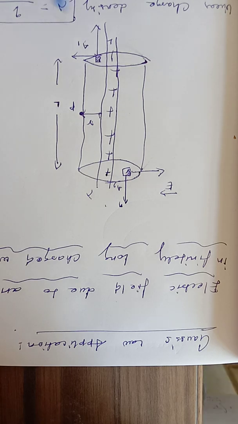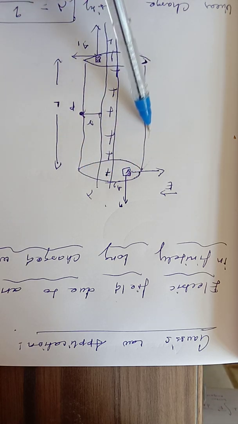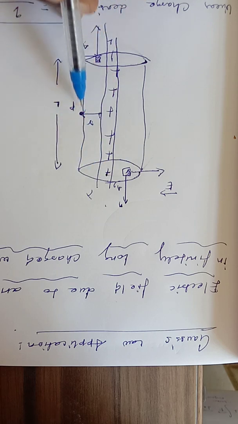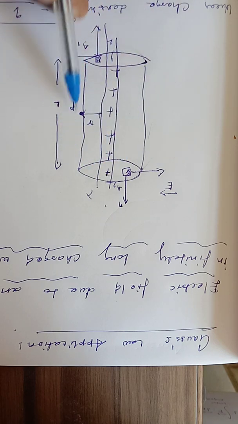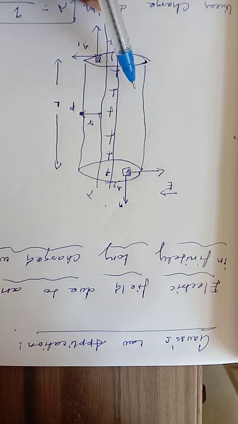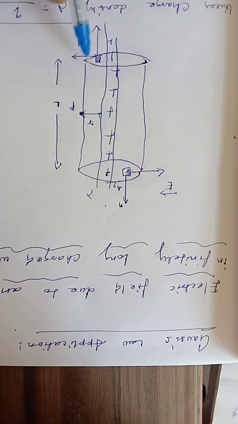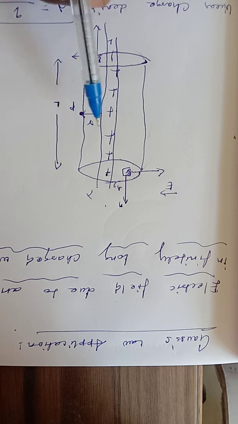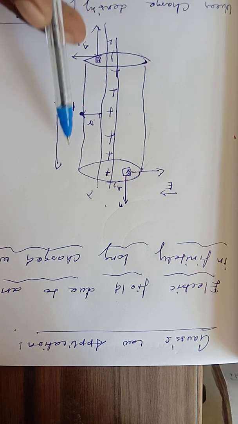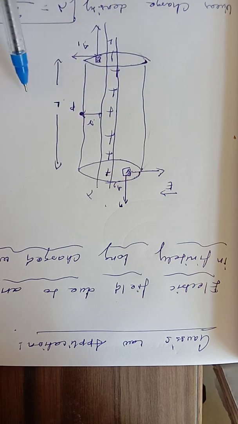Here let us choose a cylindrical Gaussian surface. What do we mean by Gaussian? A Gaussian surface means an imaginary surface. Let us consider the cylindrical imaginary surface of radius r and length L.